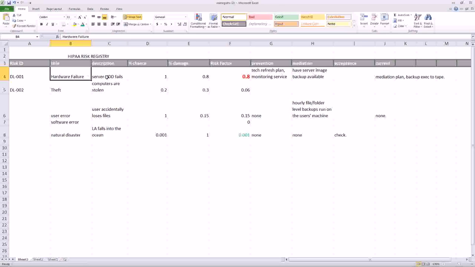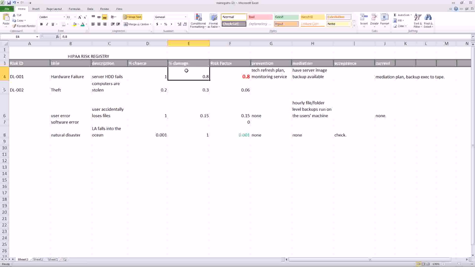So I have risk 1 here, and you name it: hardware failure. The description: my server hard drive fails. And you have 2 numbers that you put in. You have a chance. What's the chance that this happens? Hardware failing, 100%. It's going to happen. Your manufacturer tells you so.